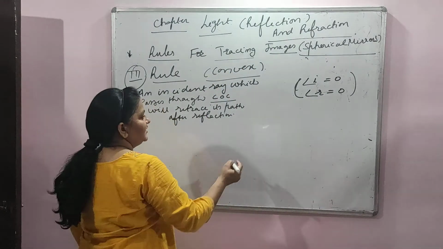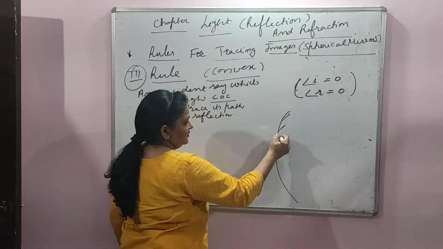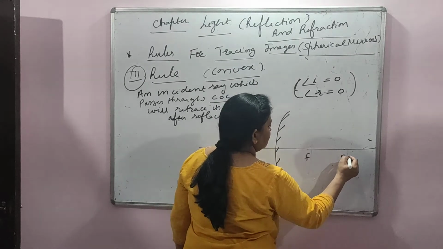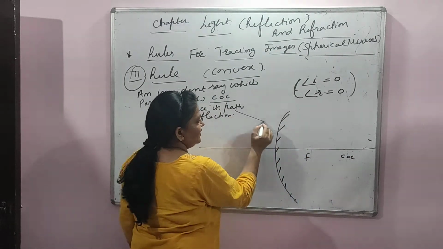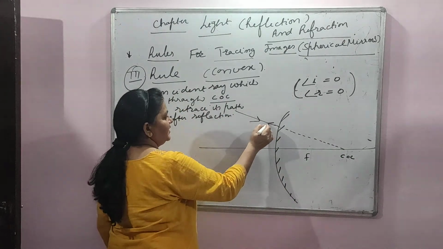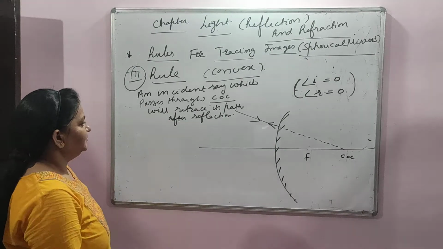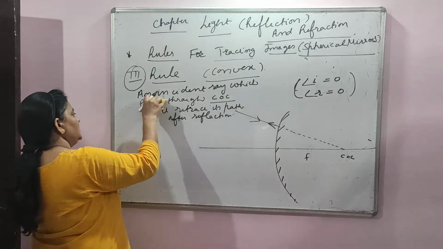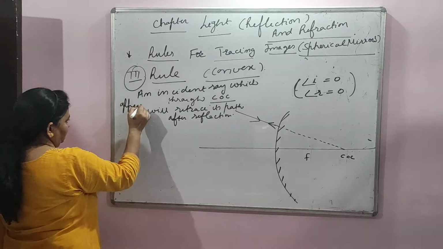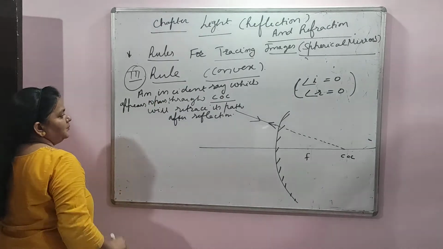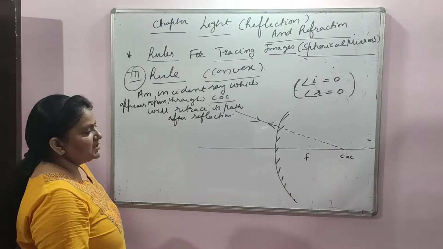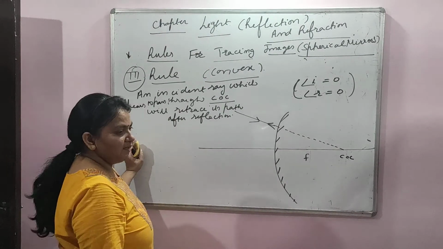Now, what is the rule for the convex mirror? Now, again we are having here virtual focus, virtual COC. So, an incident ray which appears to pass through COC will again retrace its original path. An incident ray which passes, here we will not write passes, which appears to pass through COC will retrace its path after reflection. So this is the third rule for convex mirror.